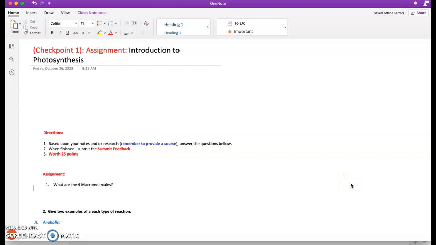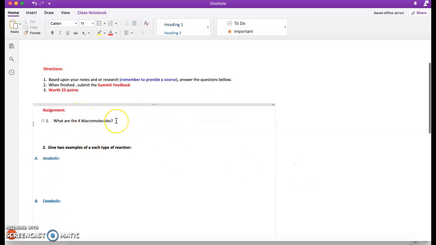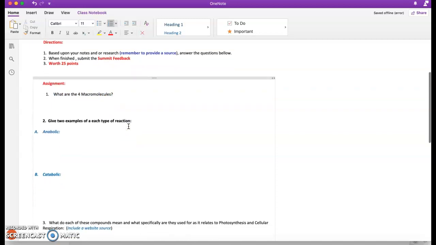Okay, these are the instructions for checkpoint 1, the introduction to photosynthesis. For this assignment, you're going to answer these questions here. So, for example, what are the 4 macromolecules? That should be reviewed from our last unit on chemistry and biology.